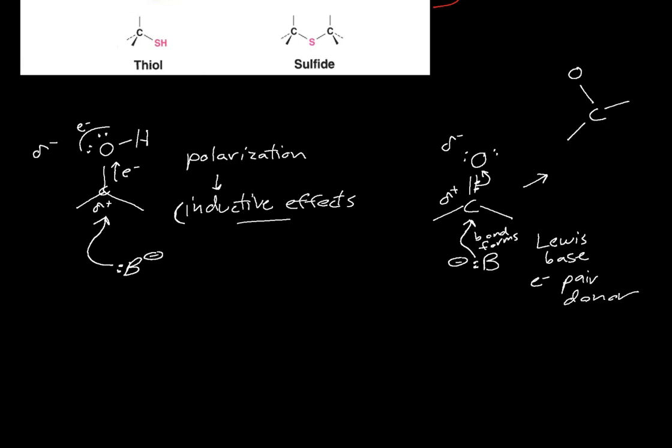So the result of those two arrows, this is bond breaking, is when that bond breaks, it ends up as a lone pair, and we have a new bond here to what we just called B in this case. So this is how functional groups can work to affect reactions.